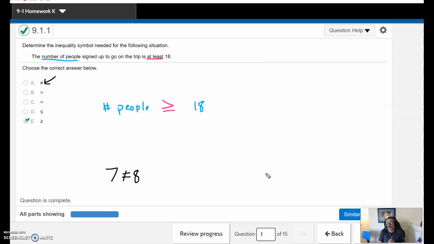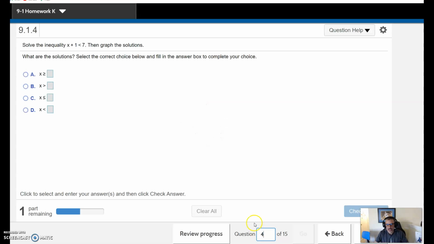Okay, let's turn our attention now to actually solving inequalities. Now, the cool thing about solving an inequality is you solve them exactly the same way you solve equations, by doing the opposite, right? I tie the shoe, you untie it, by using the inverse operations. So this one's pretty simple. It says solve the inequality x plus 1 is less than 7.